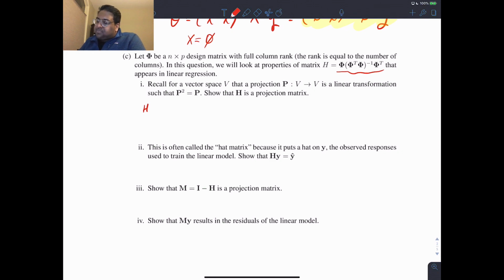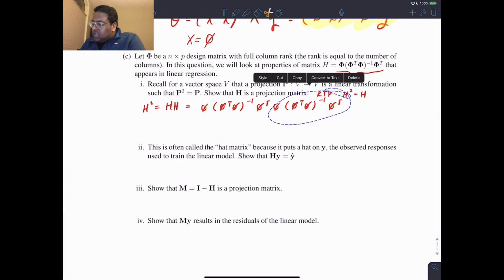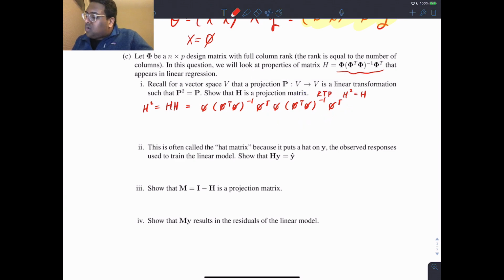RTP, required to prove: we want to show that H squared is equal to H. Well, what is H squared? It's just H times H. And what is H? It's phi times (phi transpose phi) inverse phi transpose. To multiply this whole thing by H, I can copy it and paste it again. Now we can use the fact that matrix multiplication is associative, meaning I can place parentheses arbitrarily to simplify things.